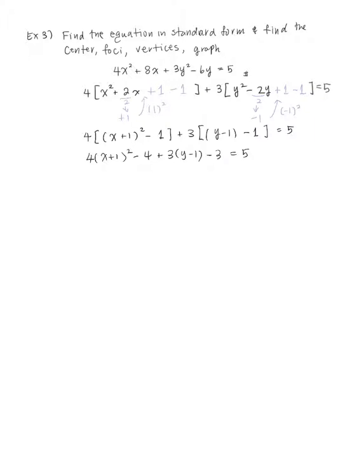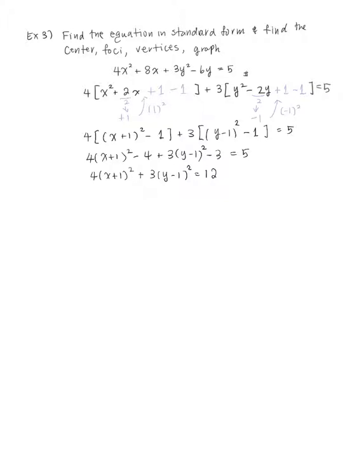So now let's bring all the constant terms to the other side. So then what we're going to get is what? 4 times x plus 1 squared plus 3 times y minus 1. Why did I forget the squared? Sorry. There we go. And then what? So this is going to be 5 plus 4 plus 3, which is 12.